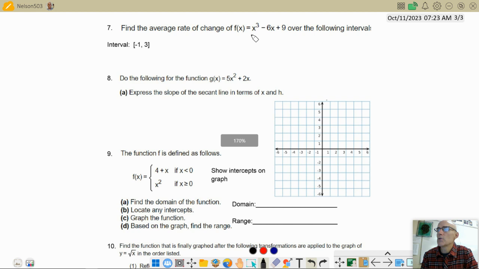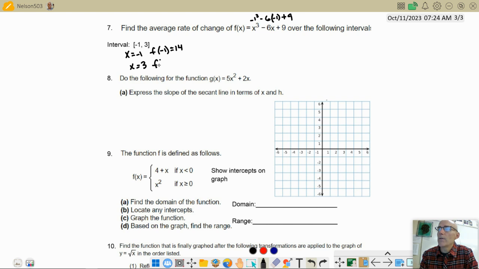So it says, find the average rate of change of x cubed minus 6x plus 9. And they want us to find it on the interval -1 to 3. That means when x equals -1 and when x equals 3, I need to find the y values. So I'm going to do f of -1. And when I put -1 in here, -1 cubed minus 6 times -1 plus 9, what do we get? We get -1 plus 6 is 5, and 5 and 9 is 14. So I get 14 right there.